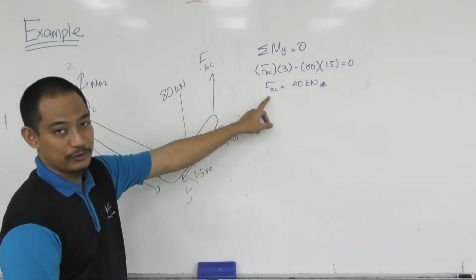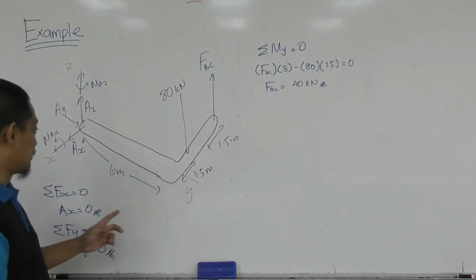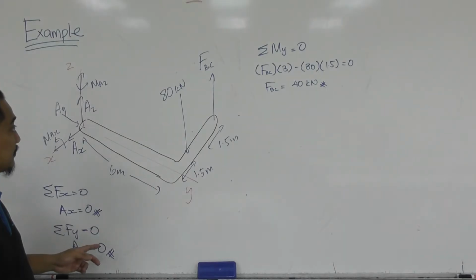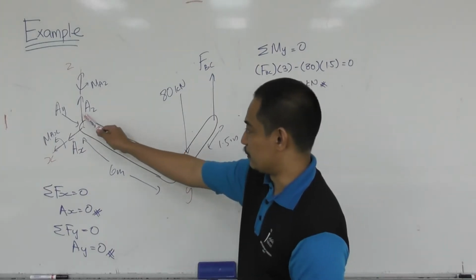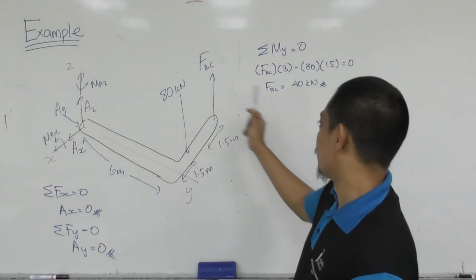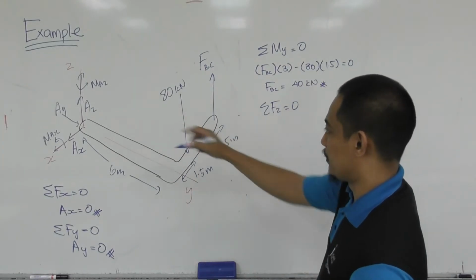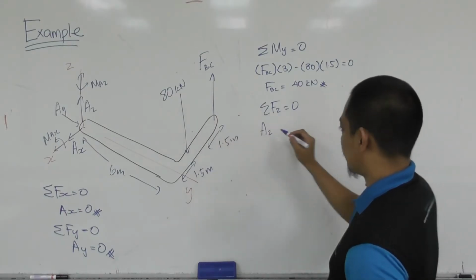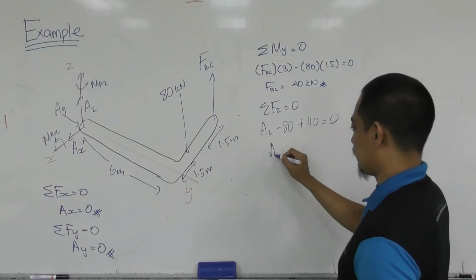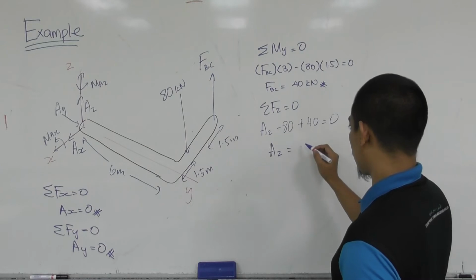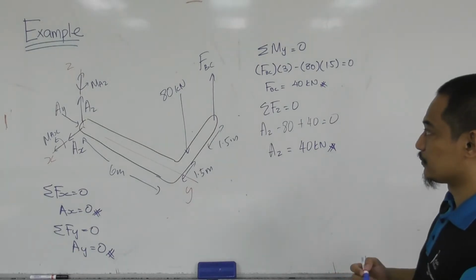Now, after you have settled for this, actually you can go back to the equation that we left behind just now, which is summation of Fz. Before, it was 1 unknown and 2 unknowns, but this one is known already. So I can go back to summation of Fz equal to 0, then you have Az minus 80 plus 40 equal to 0, and Az equal to 40 kilonewton.